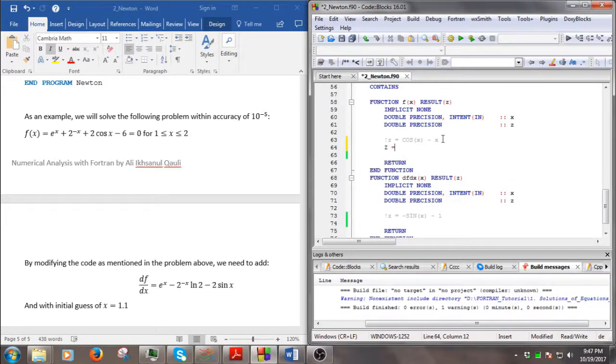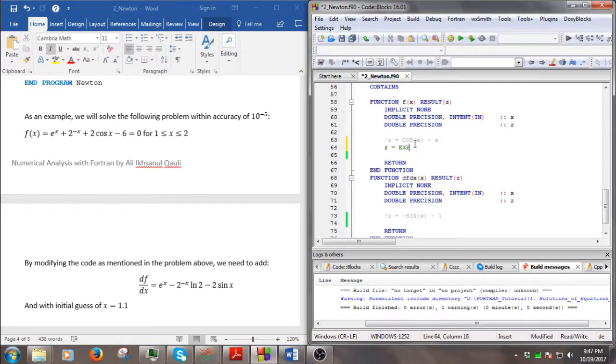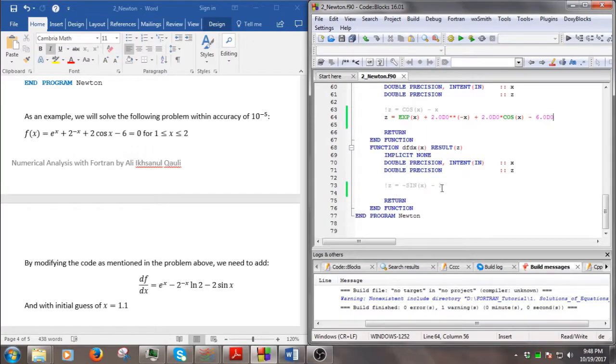So the expression of the function will be like we have here: the exponent of x plus 2 to the power of minus x plus 2 multiplied by cosine x minus 6. This is the function, and remember the derivative of the function we need to modify as well.